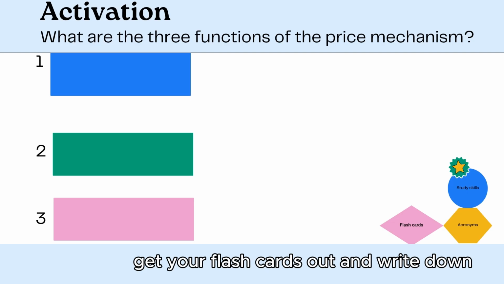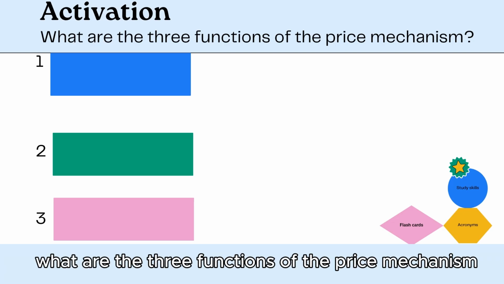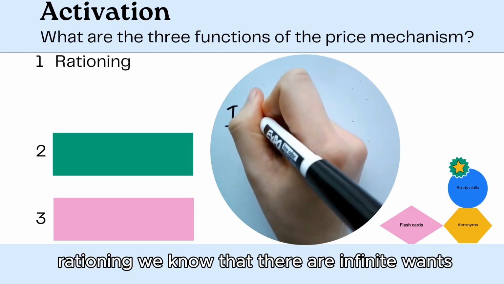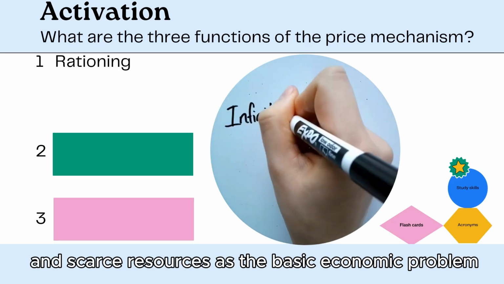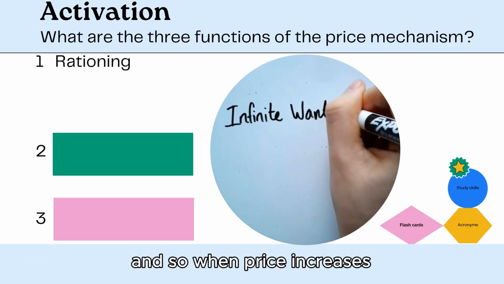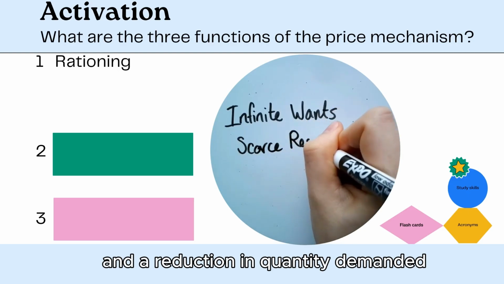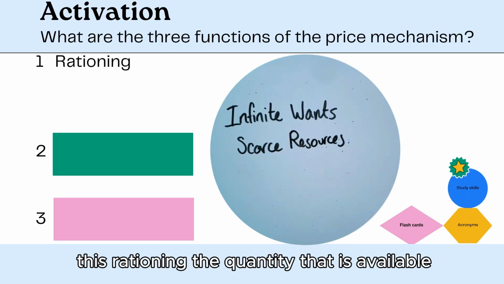Get your flashcards out and write down what are the three functions of the price mechanism. Rationing. We know that there are infinite wants and scarce resources as the basic economic problem, and so when price increases, we see a contraction in demand and a reduction in quantity demanded. This rations the quantity that is available.